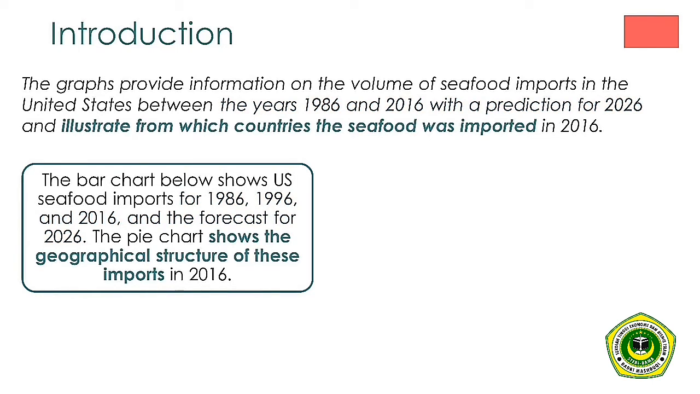The task reads, the pie chart shows the geographical structure of these imports in 2016. I wrote, illustrate from which countries the seafood was imported in 2016. I used the passive voice here. If you use different verb tenses and different grammar structures, you're gonna get a higher score for your grammar.